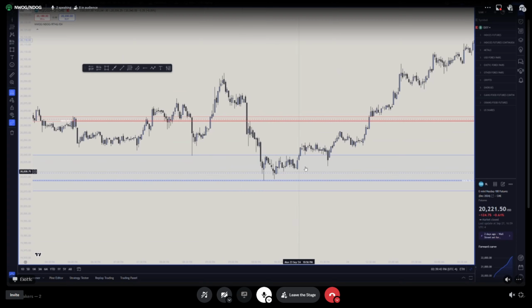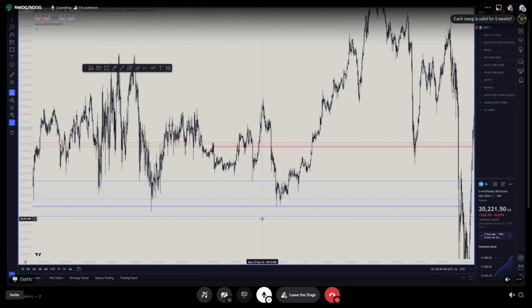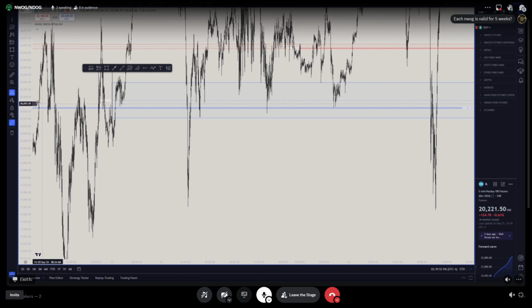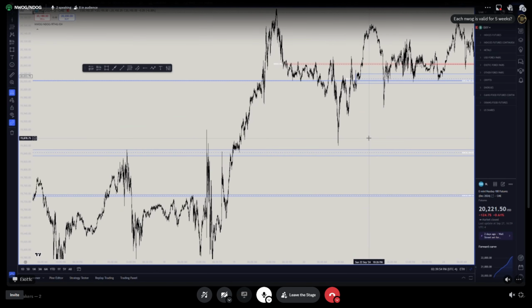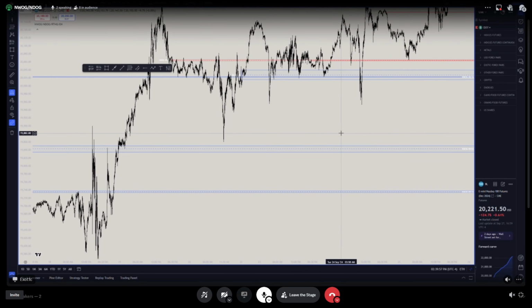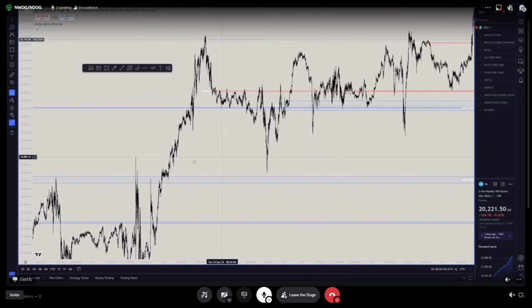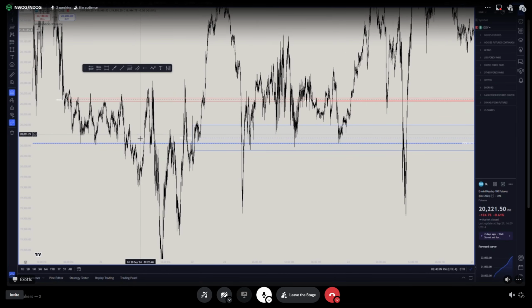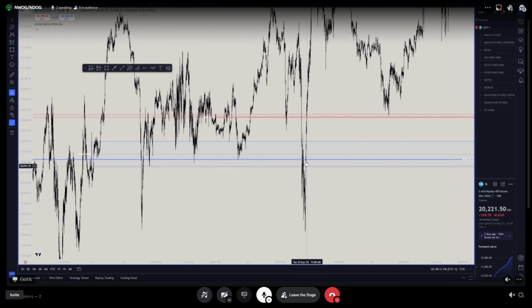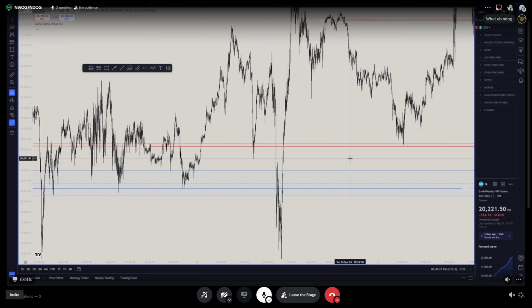So once again, these are super important, and generally, yes, each NWOG is valid for 5 weeks. Now, on the rare chance that it has not been touched at all in those 5 weeks, which is almost impossible, but there is still a chance of it happening, you'll keep it on for longer. And they become really strong and powerful magnets when they're inside each other. So if you have an NDOG and an NWOG inside each other, that's a really powerful magnet for price to gravitate towards. If you have 2 NWOGs in one, that's a really good idea to do the same.